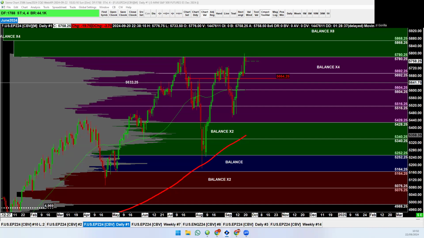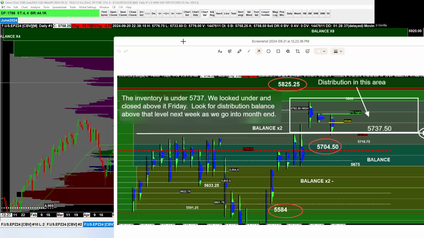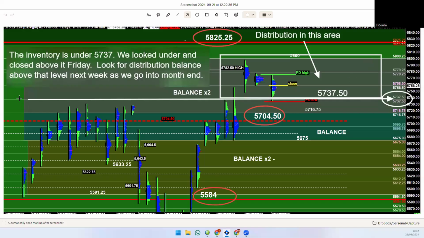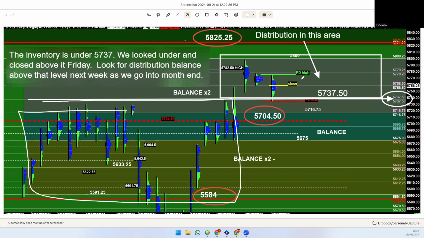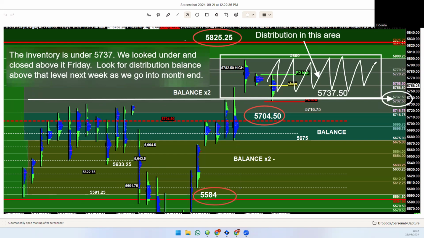Let's go take a look at the market profile. And here we go, seeing the same inventory under that 57.37 and a half area. We looked underneath it and failed on Friday. I'll be looking for distribution in this area between 57.37 and 57.80. I think there's our 57.80 that we saw on the candle chart. Here's that 57.37 and a half that we saw. We can see all of that inventory is underneath. So look for this going into month end.